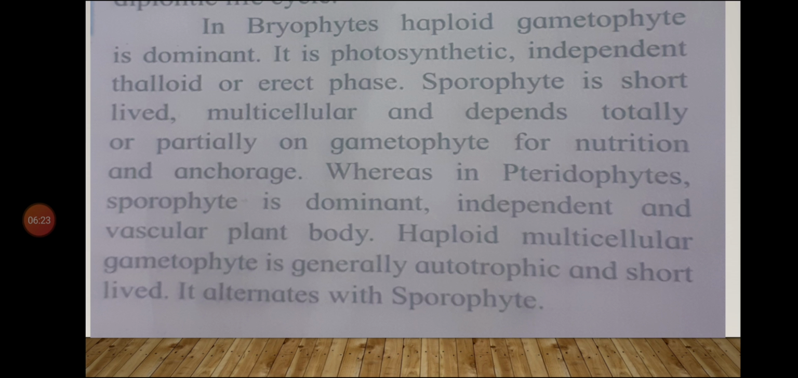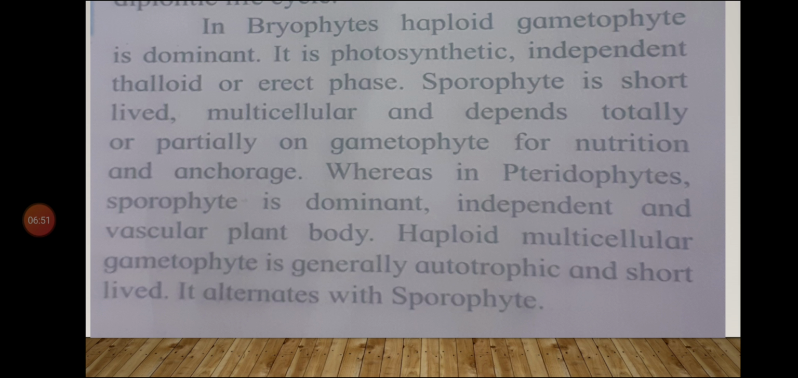It shows a vascular plant body. And the haploid multicellular gametophyte is generally autotrophic and short-lived. It alternates with the sporophyte. So bryophytes and pteridophytes are different cases. In one, the gametophyte is dominant, whereas in the other, the sporophyte is dominant. Okay, so this is known as alternation of generation.